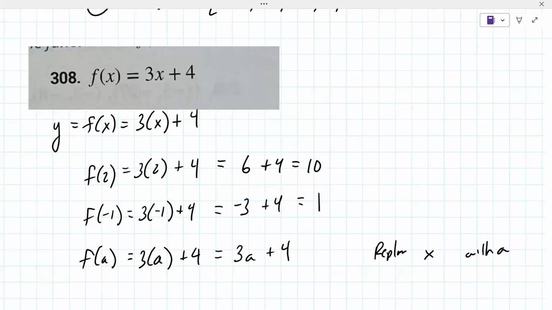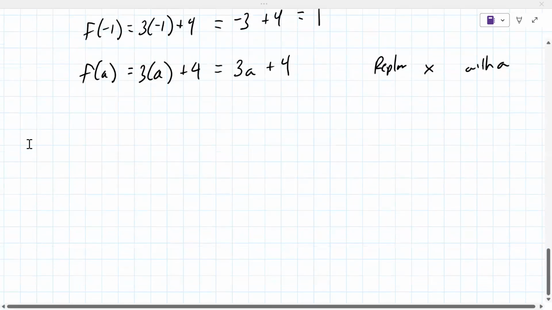Okay, what's the next one to look at? Sorry, one sec. It is 309. Guess we're going in order.